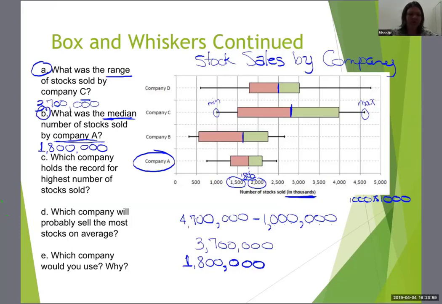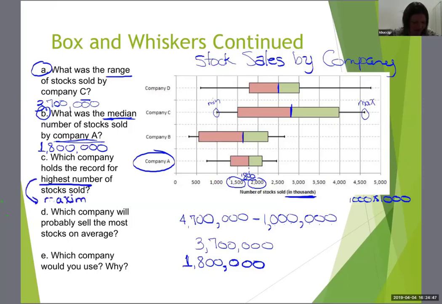So C says, which company holds the record for the highest number of stocks sold? I will say no, company C. Company C. Okay, so where on the graph do you see the highest number of stocks sold by company C? There's the biggest, even the pink and the green. Careful. I mean, you're right that it does have the biggest of the pink and the green, but look at what I'm asking you. The record for the highest number. The highest number, well, that's a synonym for the word maximum.